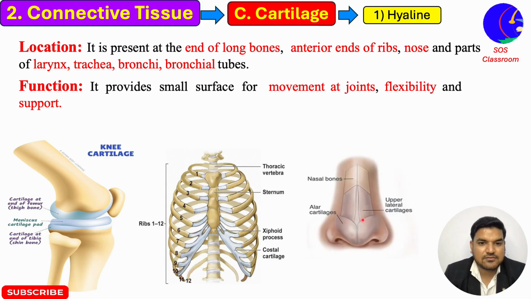Next is the nose, and this is the upper lateral cartilage. This is the alar cartilage. So these cartilages are formed by hyaline cartilage.